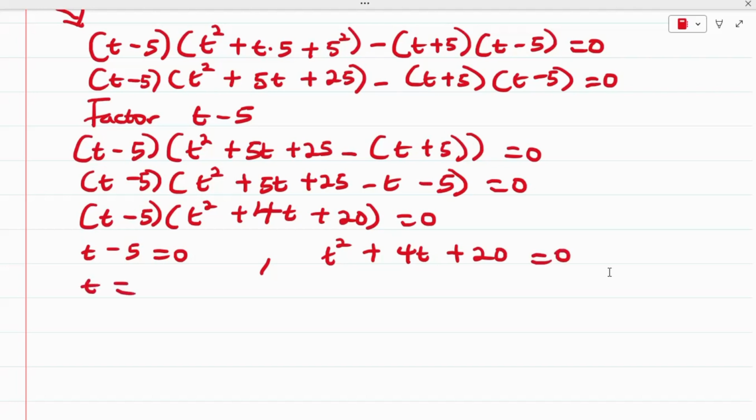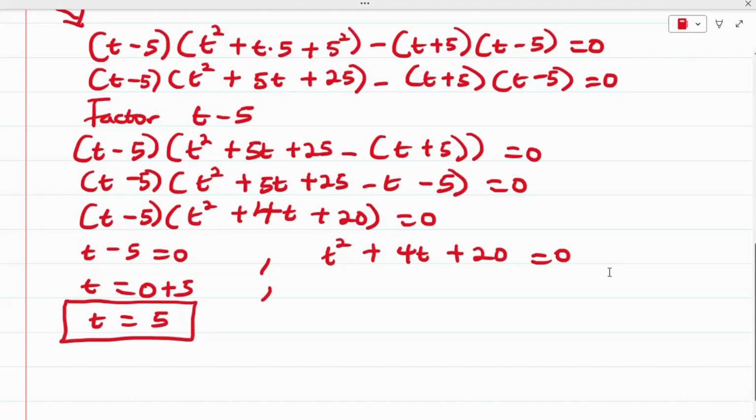So we have t is equals to 0 plus 5, and t is equals to what? 5. So we have this to be the first value of t. So for this quadratic equation, we want to apply the quadratic formula, and we have that t is equals to minus b plus minus the square root of b square minus 4ac divided by 2a.